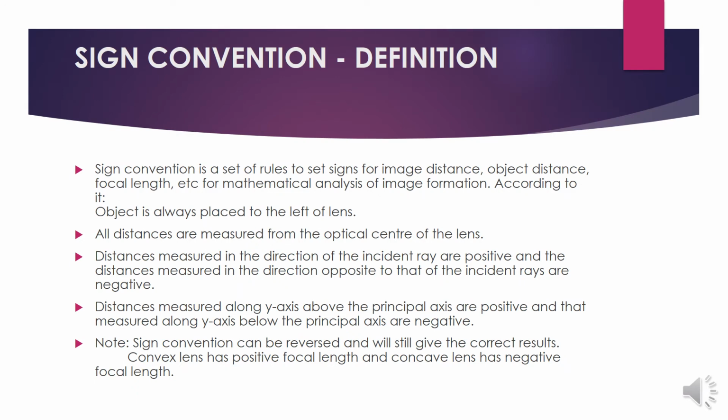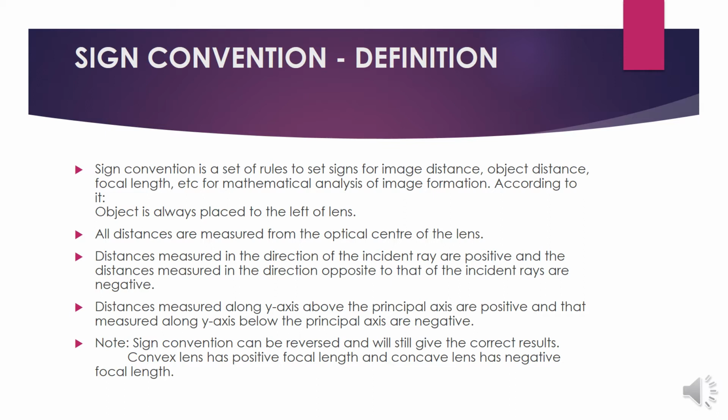What is the definition of sign convention? Sign convention is a set of rules to set signs for image distance, object distance, focal length, etc. for mathematical analysis of image formation. According to it, object is always placed towards the left of the lens. All distances are measured from the optical center of the lens.